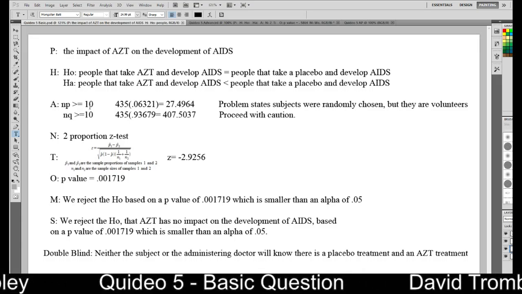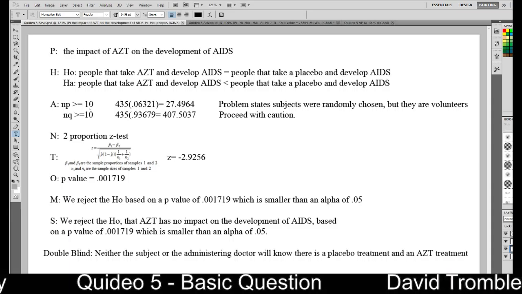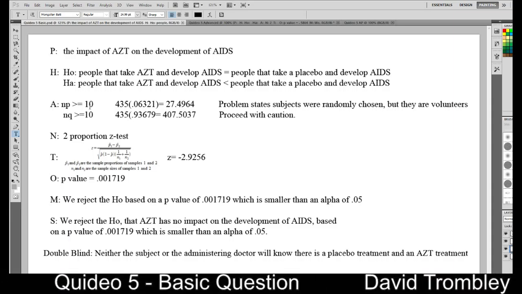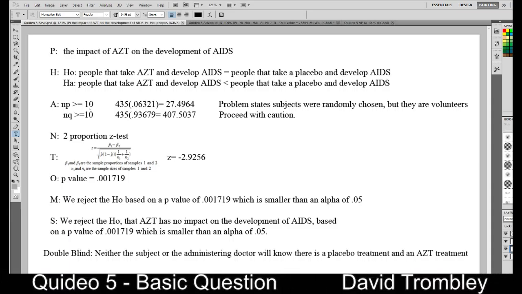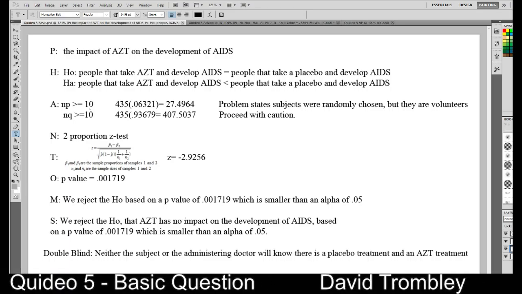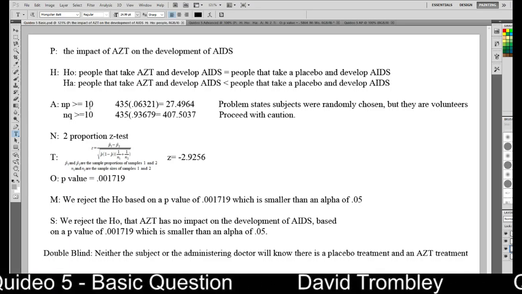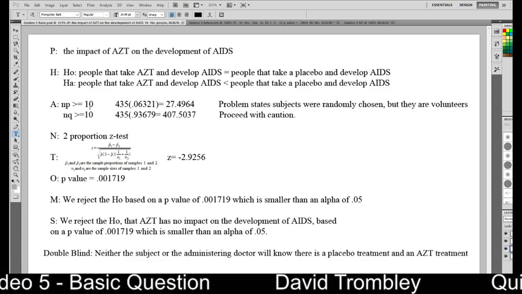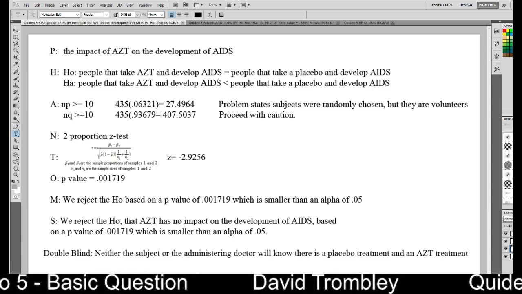Moving on to N, we have to name the test, which is a 2-proportion Z test. For T, which is doing the actual test, we take our p-hat 1 minus p-hat 2, and then divide it by the square root of p-hat q, times the sum of 1 divided by each of our sample sizes.